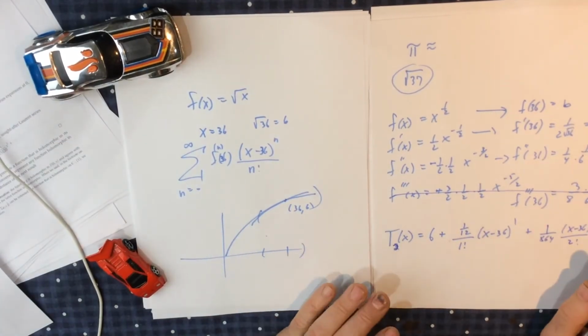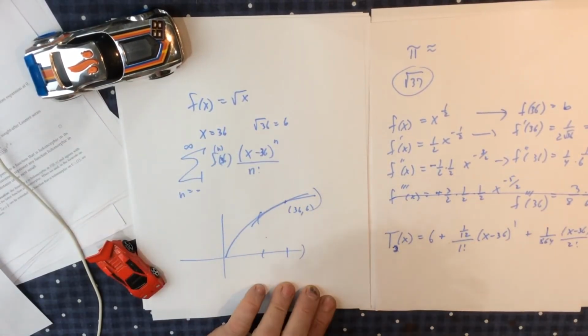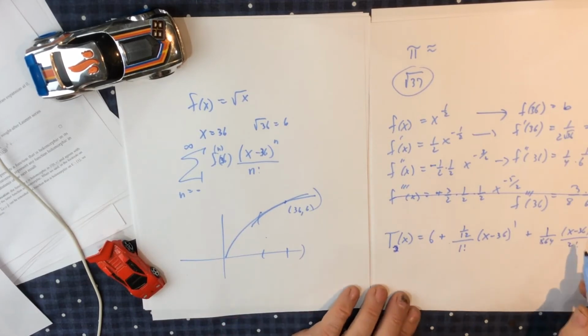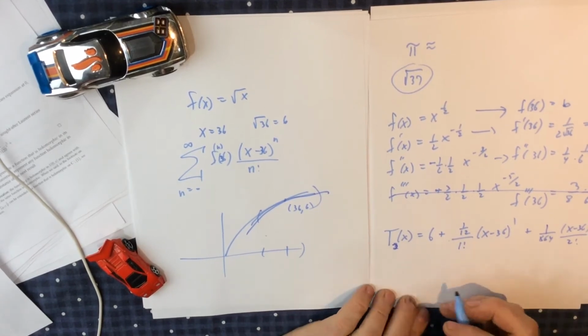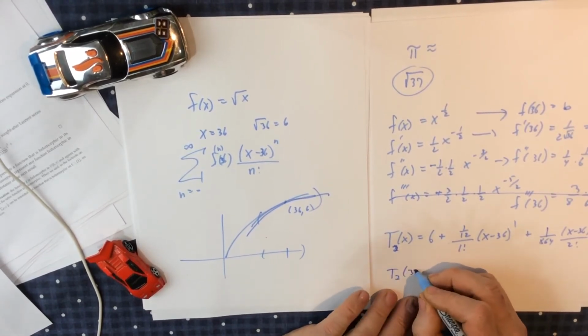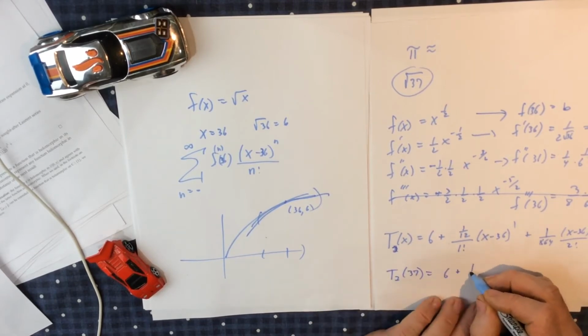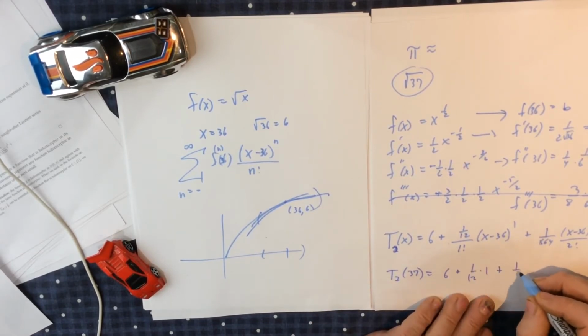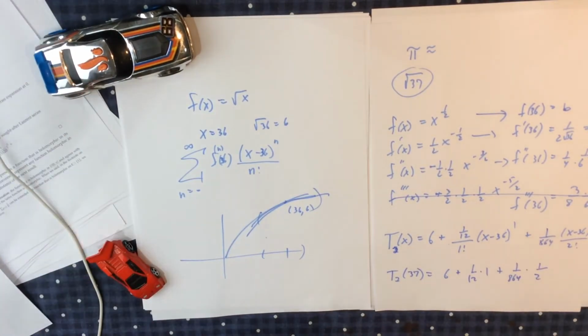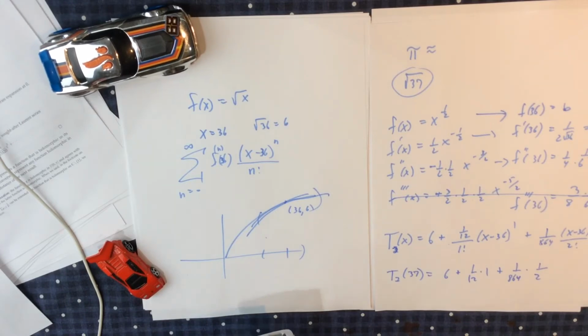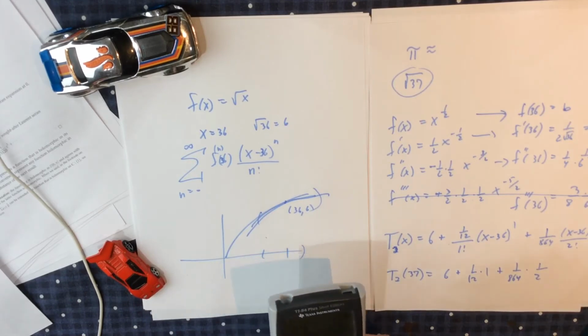So here's a quadratic that is probably someplace right in there. And let's figure out what it says for the square root of 37. 6 plus 1/12 of 1, plus 1/864 times 1 over 2. I'm going to calculate that number: 6 plus 1 divided by 12 plus 1 divided by 2 times 864.